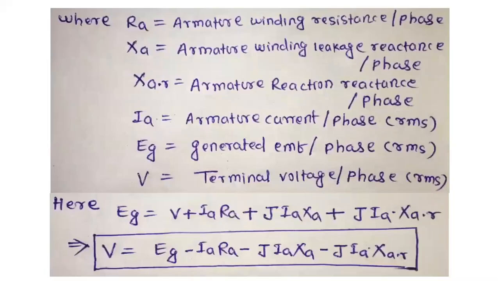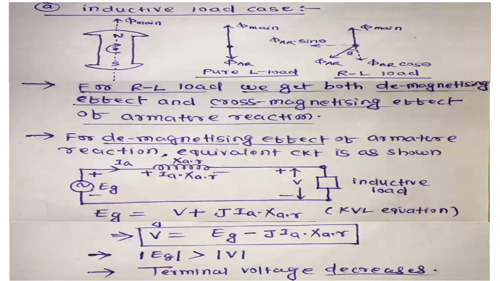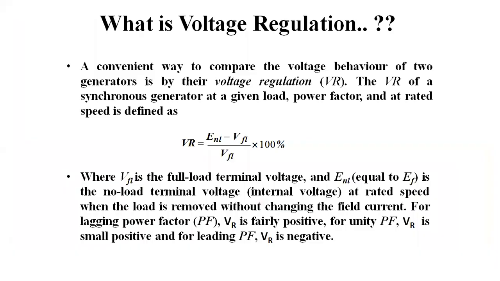Now we have to concentrate on another new topic. It is known as voltage regulation. Clear? So what do you understand by voltage regulation? The voltage regulation is nothing but the difference between the generated voltage and the terminal voltage of the alternator. A convenient way to compare the voltage behavior of two generators is by their voltage regulation.